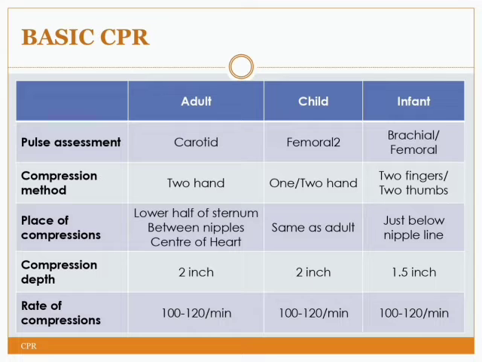Pulse assessment should be done on the brachial or femoral artery. For the compression method, we should use 2 fingers or 2 thumbs. Place of compression is just below the nipple line.